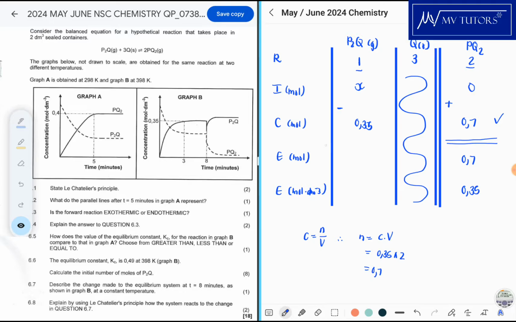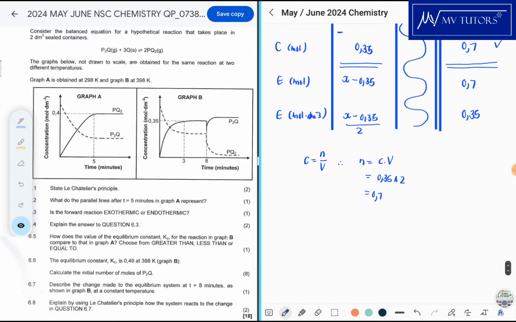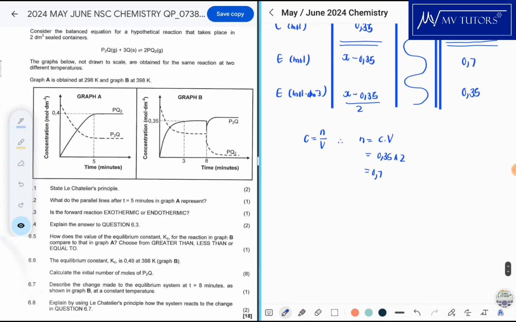So now in terms of our number of moles at equilibrium, it's going to be X minus 0.35. And if we want it in terms of concentration, it's also X minus 0.35. Remember, we're looking for concentration, number of moles divided by volume. Okay, so once we have that, I think we can then use our Kc formula.